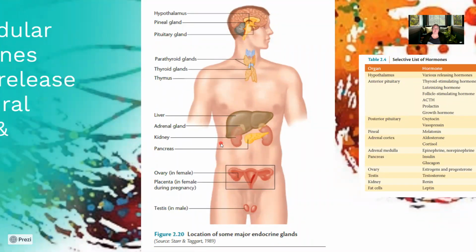So this is a quick look. It's a diagram from our book, figure 2.20, and it gives us a snapshot of the different locations of endocrine glands. The hypothalamus is still calling the shots when it comes to different hormones being released from the pituitary. And these are the different areas of the body in which we have glands that are going to be impacted by hormones and ultimately part of the endocrine system. We've got parathyroid glands, thyroid glands, the thymus, our liver, adrenal gland, kidney, pancreas. We've got our reproductive glands, which are the ovary in females and testes in males, and then the placenta in females during pregnancy. So all of those are associated with hormones and respond to hormones.